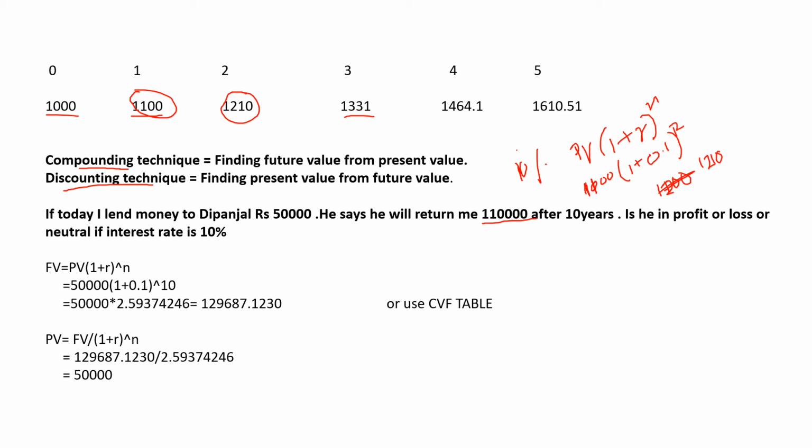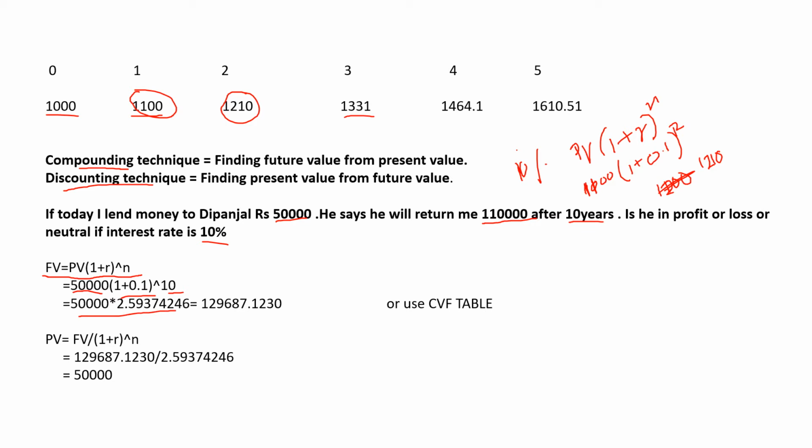If the interest rate is 10%, that means he will be paying me 10% interest. So let us see how we will solve this. This is the present value. Yes, I have the time period and also I have the interest. I can find it with this formula: future value is equal to present value times (1 plus r) to the power n. So present value is 50,000, 1 plus 10%, to the power 10. How much do I get? I get this much.